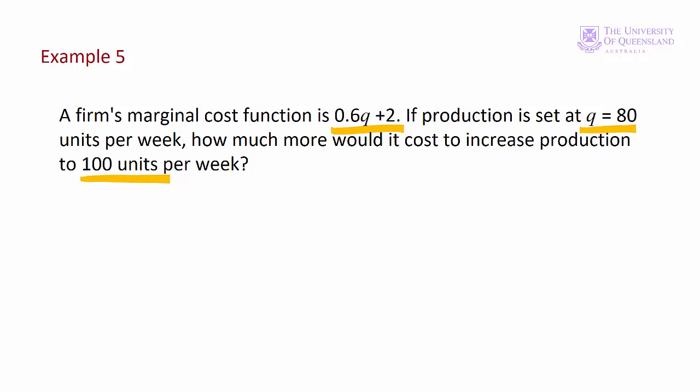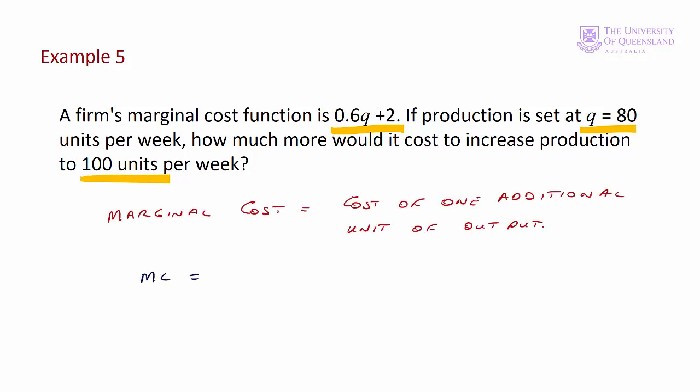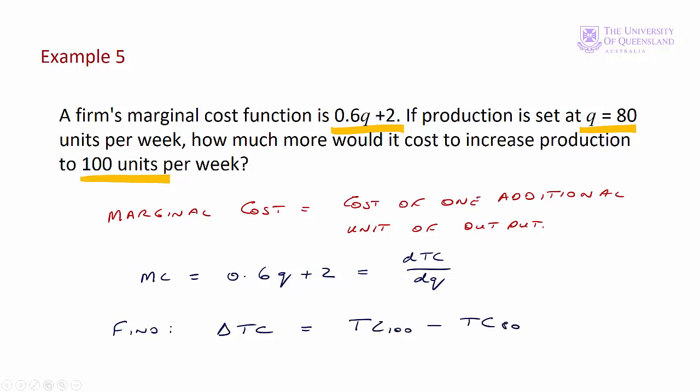Recall that marginal cost is the cost of one additional unit of output. So marginal cost is equal to 0.6q plus 2. So the marginal cost varies with the quantity, and that's equal to the first derivative of the total cost function, dTC/dq. We want to find the change in total costs, delta total costs, when production goes from 80 to 100 units. That'll be total costs for 100 units minus the total cost for 80 units.